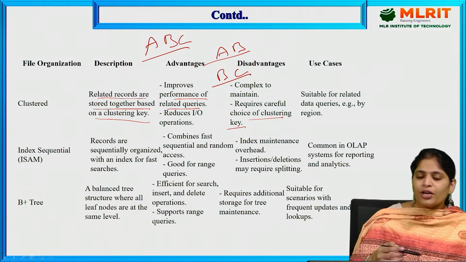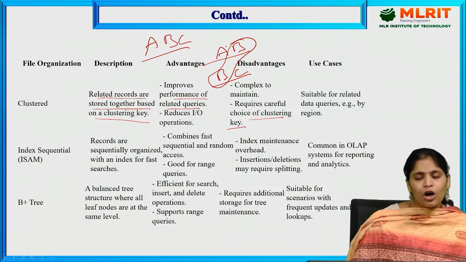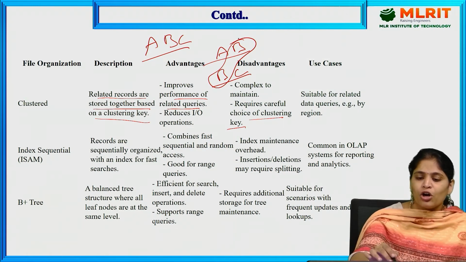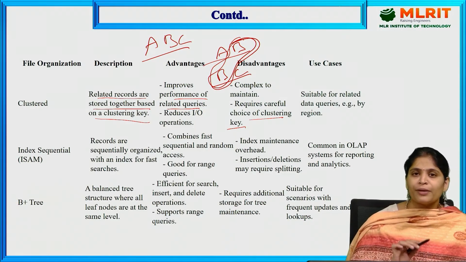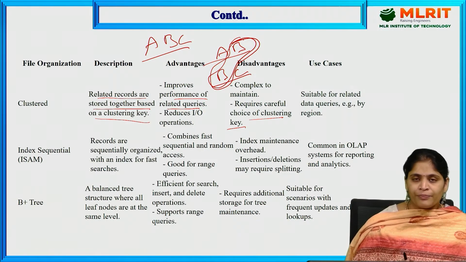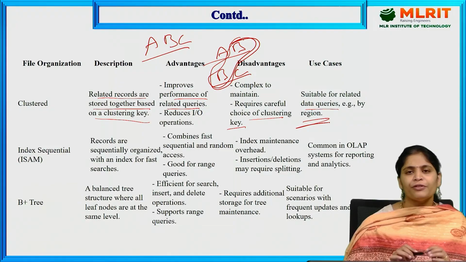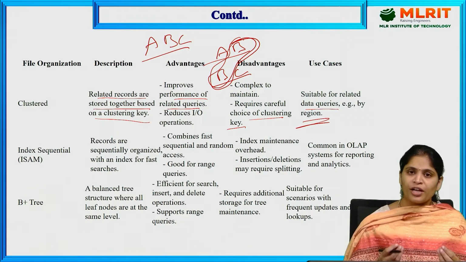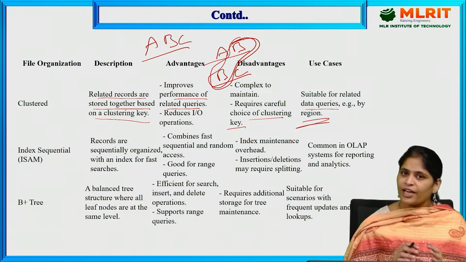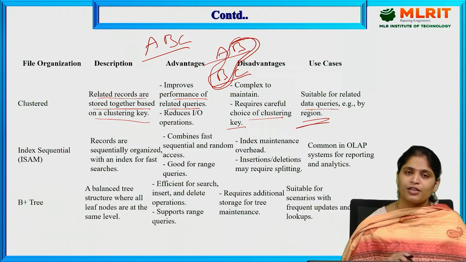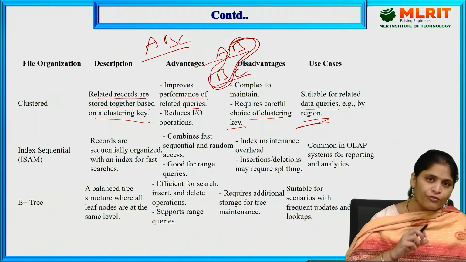If I want to join these two by considering only the common attribute, I can join, but not just like that. Why? Because we have to consider the common attribute as the key attribute. Then only can we get consistent data. That is what is suitable for related data queries, for example by region. If we want to get some employees, for example, those employees belonging to Hyderabad, or those belonging to Andhra Pradesh, we use these kinds of clustered file organizations to get a group of data.